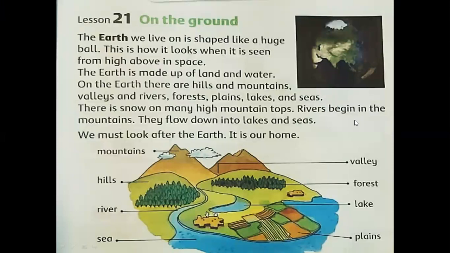The earth we live on is shaped like a huge ball. This is how it looks when it is seen from high above in space. The earth is made up of land and water. On the earth, there are hills and mountains, valleys and rivers, forests, plains, lakes, and sea.